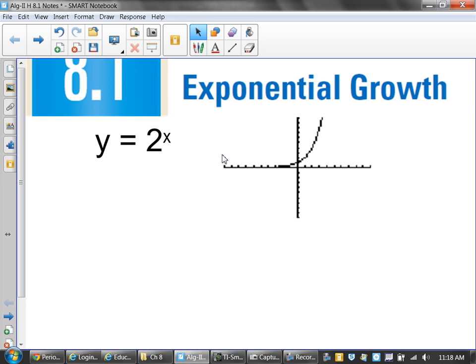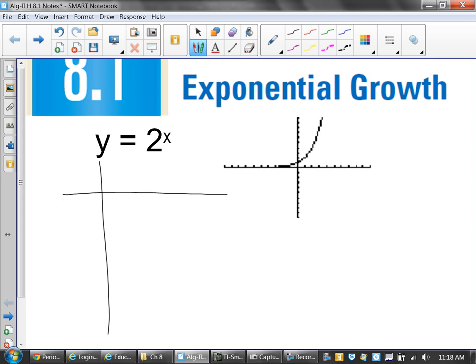Now let's think about what's going on here. If I'm going to go backwards and look at this via a table, what's 2 to the 0 power? What's anything to the 0 power? 1. What's 2 to the first power? 2. What's 2 squared? 4. 2 cubed? 8. 2 to the 4th? 16. Good. So you're seeing as each value of x goes up, that's why it's increasing exponentially. If that makes any sense.